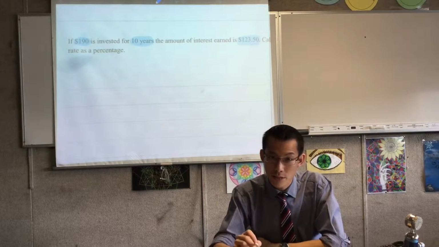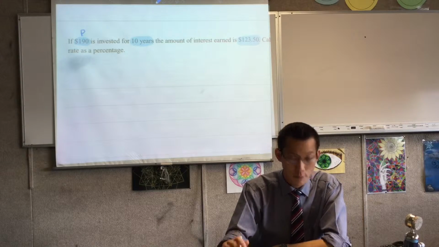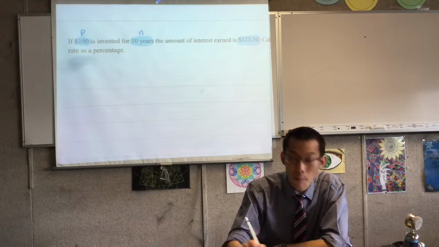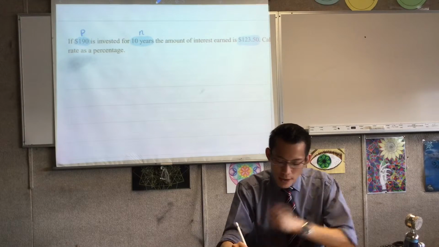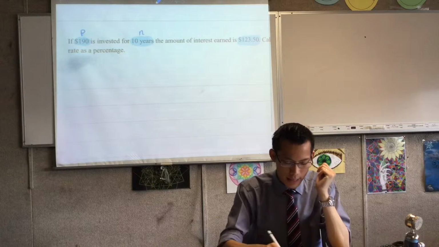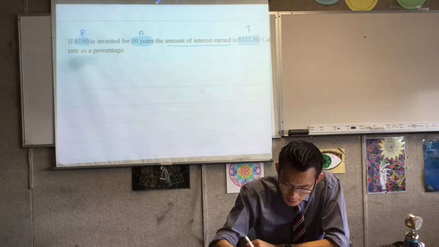The $190 that's invested, that's the principal, right? That's the starting amount. Okay, so I'll label that P. 10 years, that's clearly got to be the number of time periods. When you have a look at this last number, it's not the interest rate. This is the amount of interest that's been earned. So in fact, this is I.